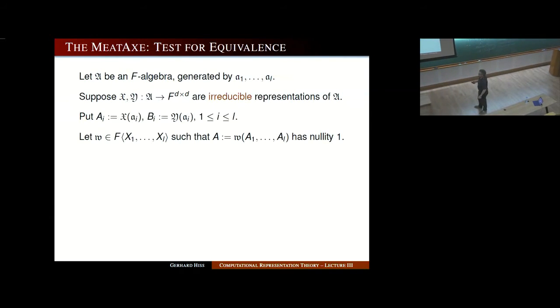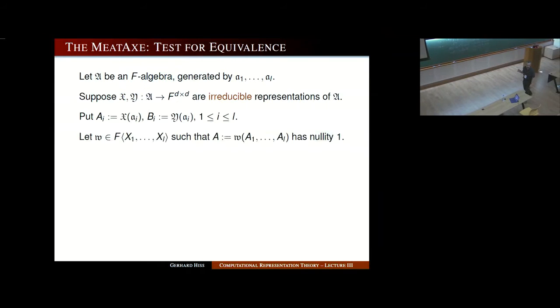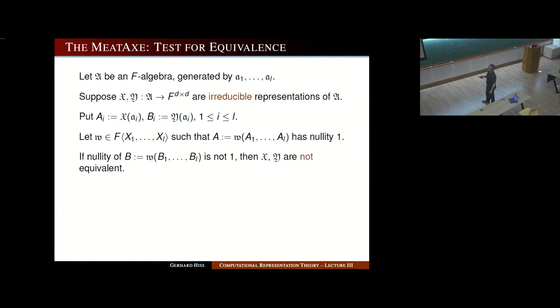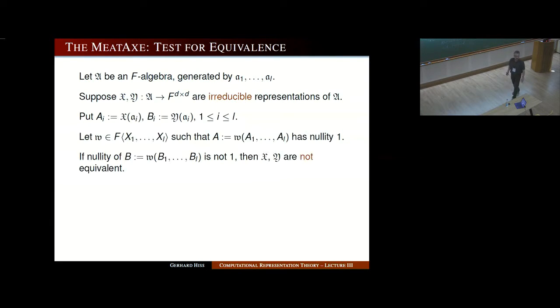Now you work in the free polynomial ring. Take a word in the free polynomial ring such that if you evaluate the word in the generators, it has nullity 1, so the kernel has dimension 1. You may not always be able to find such a thing, but suppose you find such a word, like A1 times A2 plus A1 plus A2, things like that. Then you can evaluate the same word with representation B. If the nullity of this new matrix is not 1, then the two are not equivalent and you are done anyway. So you may assume that both nullities are 1.